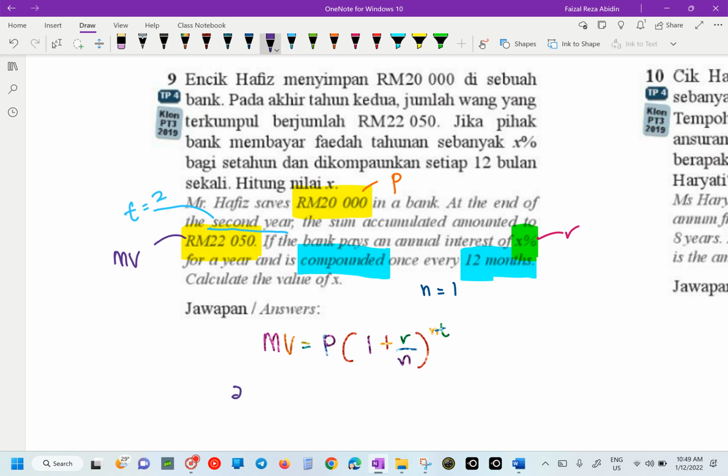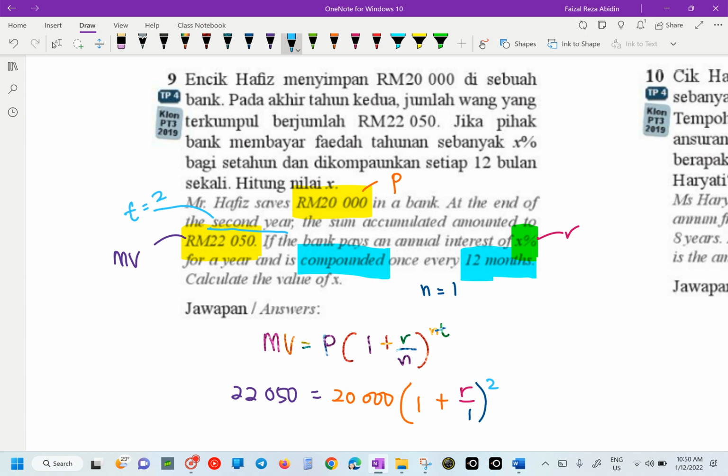Matured value 22,050 ringgit equals principal 20,000 times 1 plus the rate over here. We don't know it, so just put R. You are going to put R over N, which is 1, times N times T, meaning 1 times 2. Straight away you can write 2, or you can write 1 times 2 also, no problem.